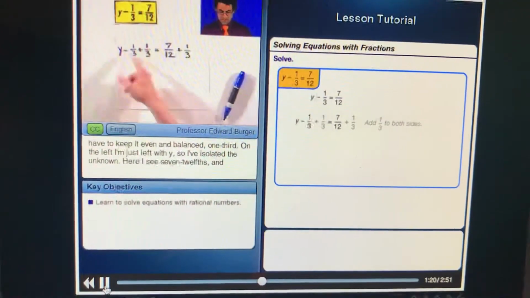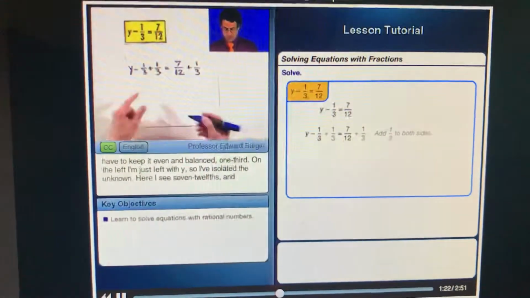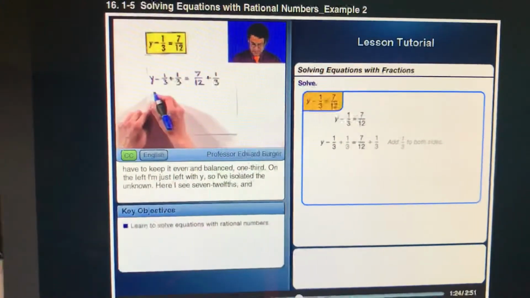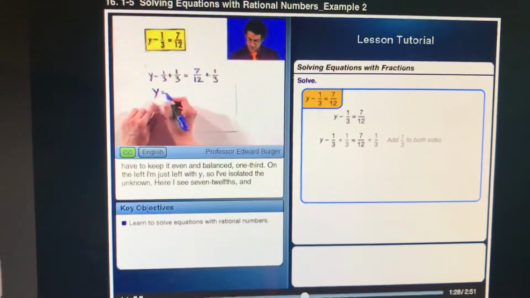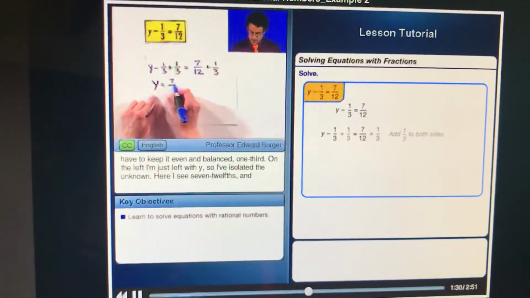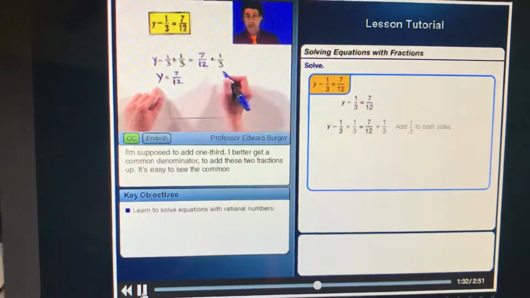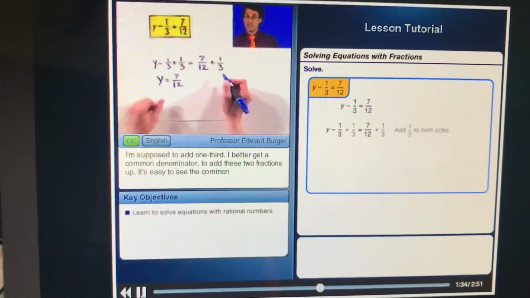1/3. So here I see negative 1/3 plus 1/3, that's just 0. So on the left, I'm just left with y. So I've isolated the unknown, that's perfect. Equals, and here I see 7/12, and I'm supposed to add 1/3.